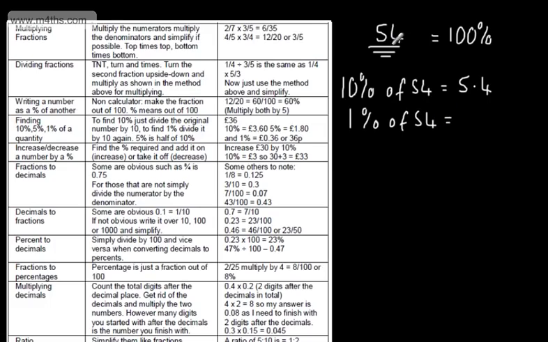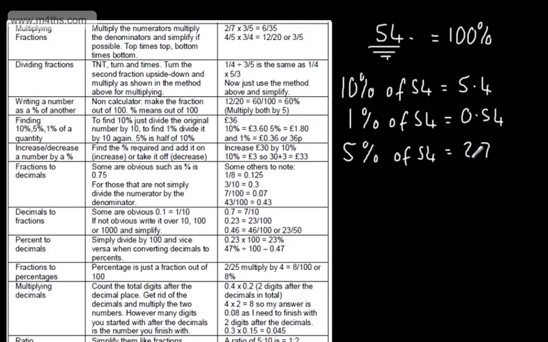If I wanted 1% now, I can simply divide this by 10 again, or I can say I'm going to divide the original number by 100. This would give me 0.54. So all I'm doing is dividing this one by 10 or this one by 100. Now 5% must be half of 10%. I've already got my 10%. Half of 5.4 is 2.7.